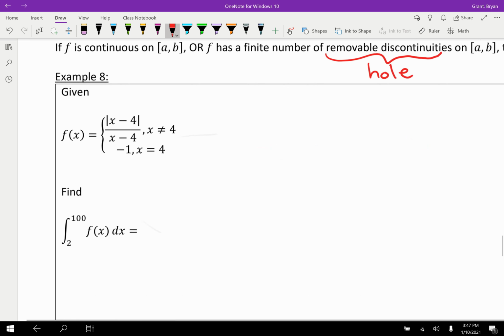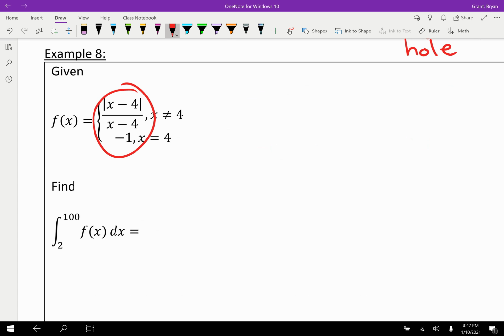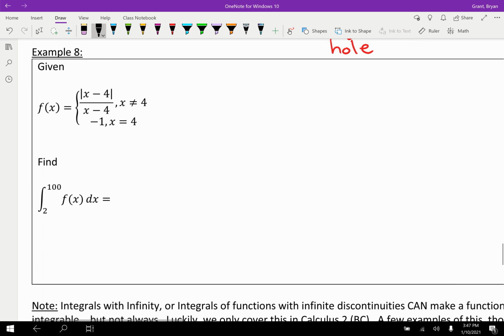So last example. Given f of x equals this scary looking function right here, and then x equals 4 generates an output of -1, find the area beneath the graph from 2 to 100. Haha, intimidating. Well, how do we do this? The first thing we should probably do is sketch an xy axis as before.